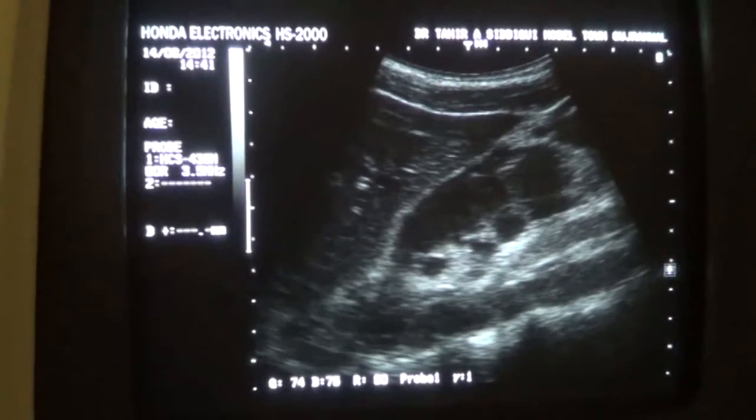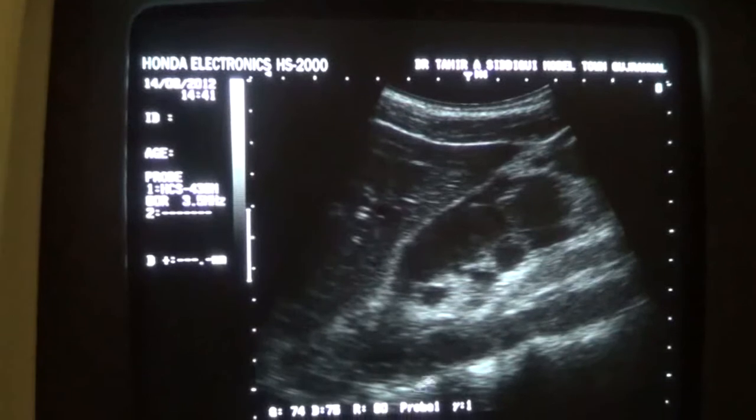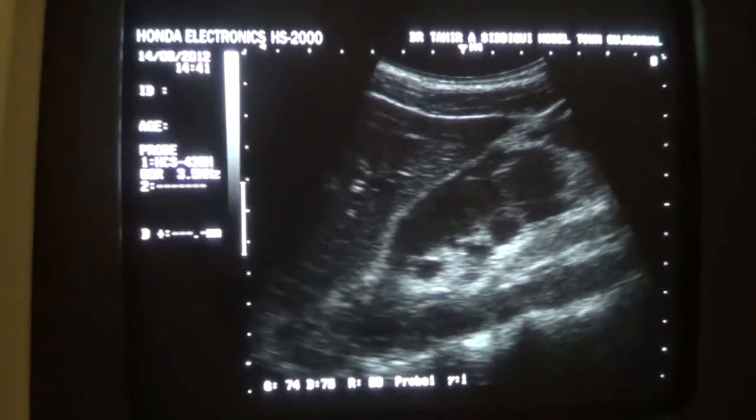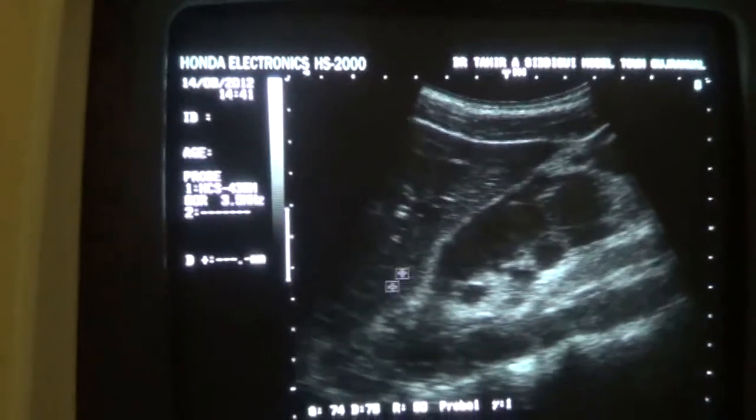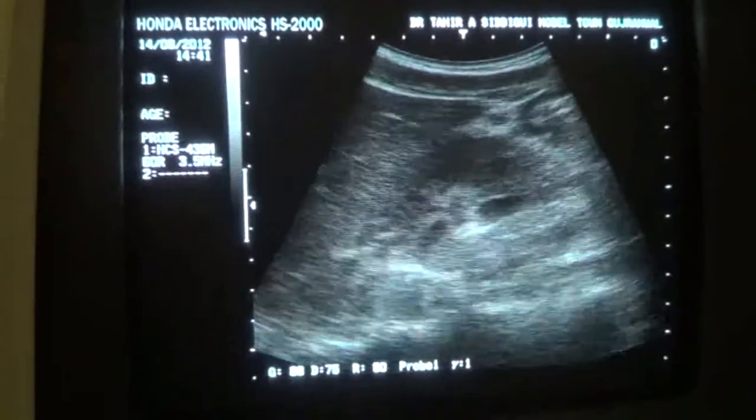This is the aorta in longitudinal section. This is the superior mesenteric artery arising from it. Now what is this black, well circumscribed area? This is the left lobe of the liver in longitudinal section. What is this longitudinal area?